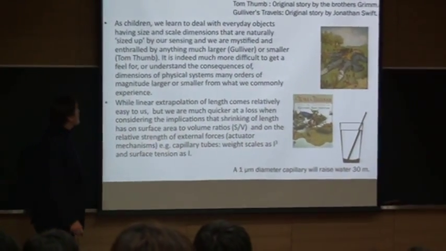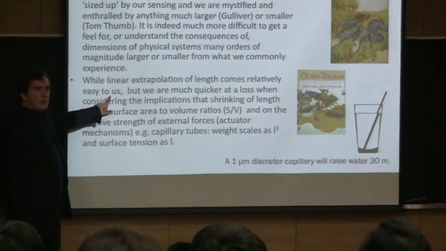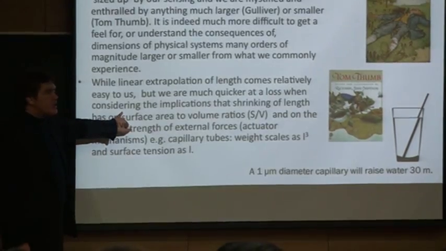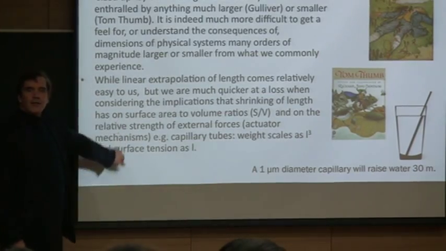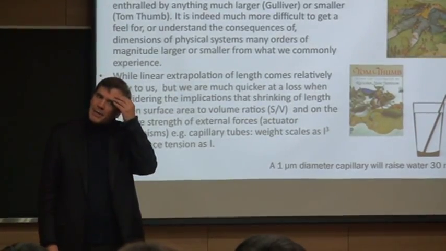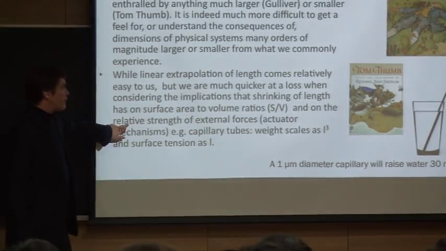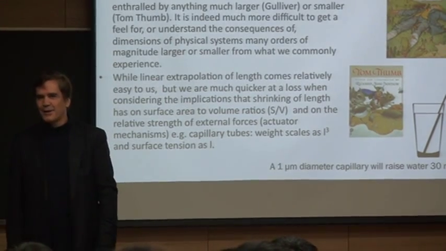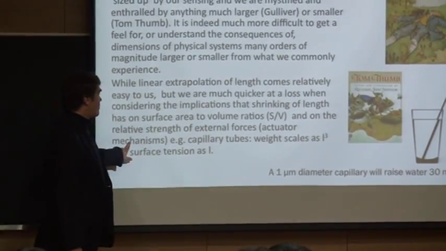Summarizing a little bit about this slide: while linear extrapolation of length comes relatively easy to us, we are very quickly at a loss when considering the implications that shrinking of length has on surface area to volume. If you're just talking about going from here to here in length, it's easy. But when we start thinking about the consequences it has on surface to volume, and on the relative strength of external forces, very quickly our intuition is not that forceful anymore. We can't get it. We don't easily understand it. So actuator mechanisms are more difficult to predict.